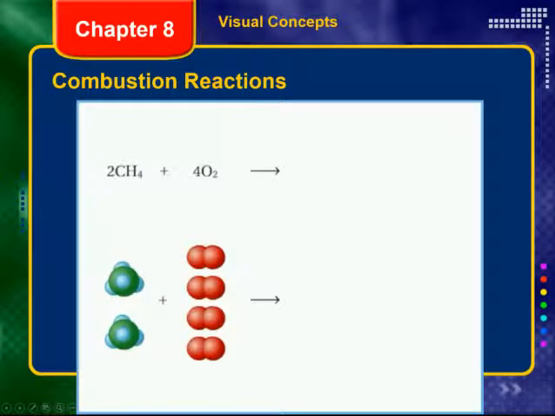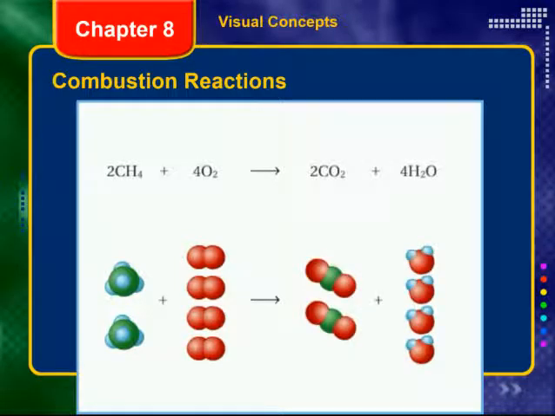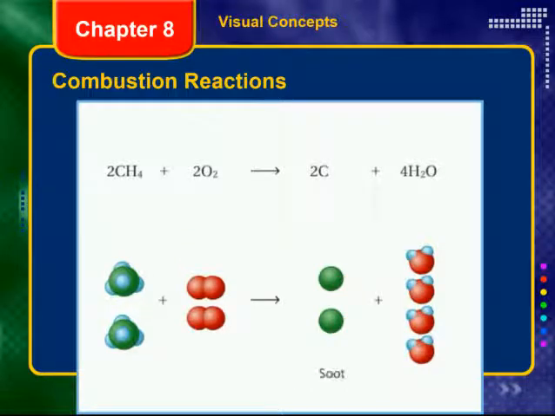Methane, like many fossil fuels, can react with oxygen in a combustion reaction, releasing heat and forming carbon dioxide and water. The amount of oxygen available is very important for this reaction. When the supply of oxygen is limited, carbon monoxide, a poisonous gas, is formed. At very low oxygen levels, soot, or tiny pieces of carbon, are formed.